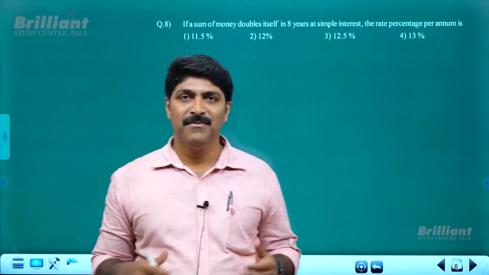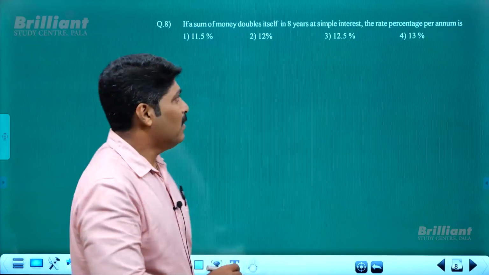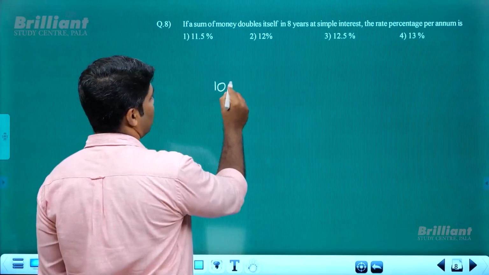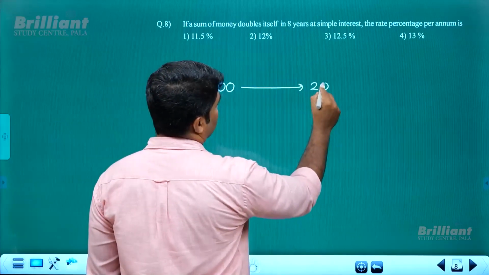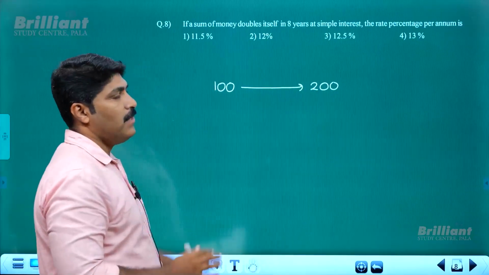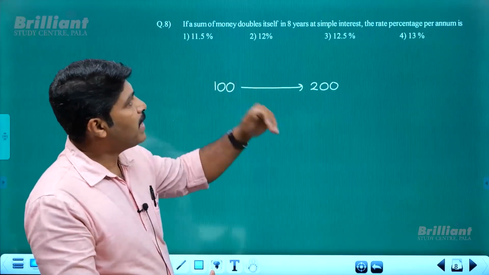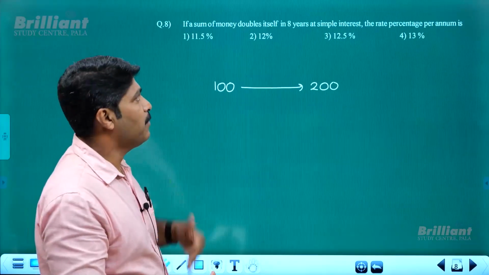Then after that, whenever we get a similar type of question, you can apply these concepts directly. So the logic is very simple. Here we just consider you invested rupees 100. After 8 years, it becomes 200. That's a simple logic. After 8 years, it becomes two times, in the sense that it becomes 200 rupees.